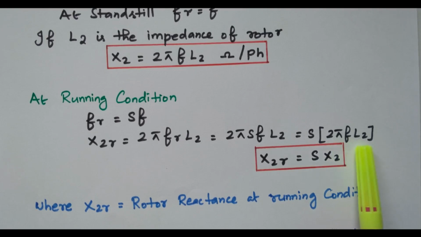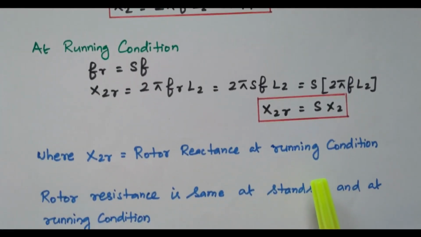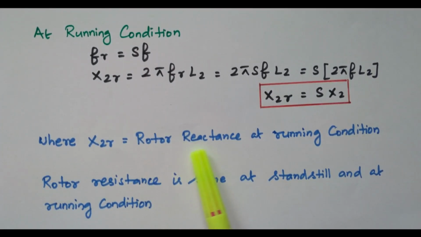This 2 pi F L2 is nothing but X2. So X2R equal to S into X2. The reactance of the rotor under running condition depends upon the slip of the induction motor, S into X2, right. So this X2R is the rotor reactance at running condition. The rotor resistance is the same at standstill and at running condition. It does not depend upon the slip. The resistance value is the same for both standstill as well as running condition.